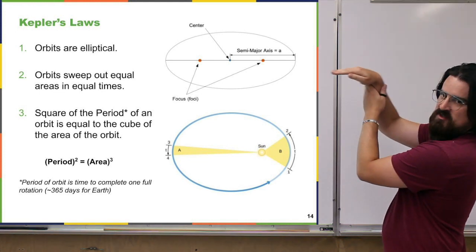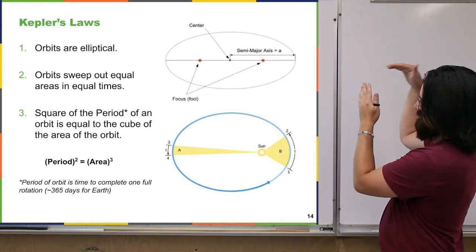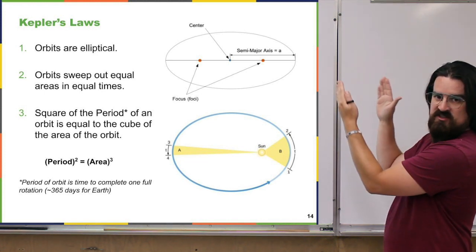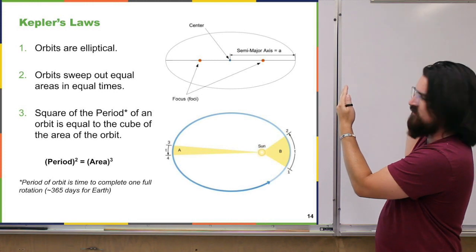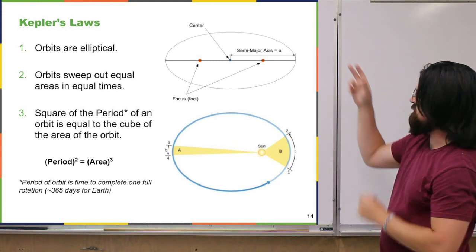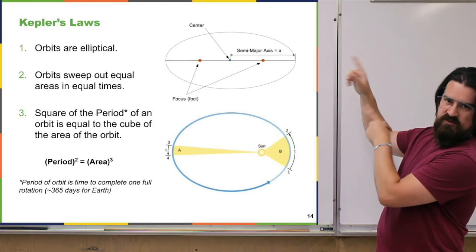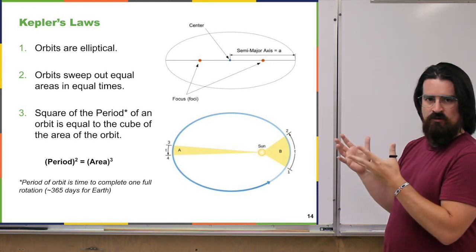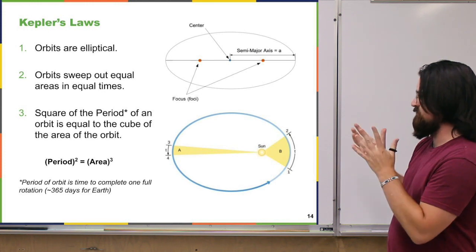If you cut the ellipse in half as long as it can go, that's what we call the major axis. And half of that, from the center to the furthest point out on the ellipse, is the semi-major axis. You write that as A. Oh, and it turns out the Sun sits at one of the foci of the orbit of all the planets.